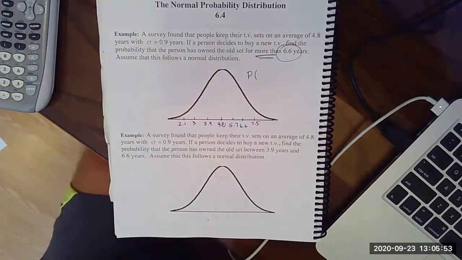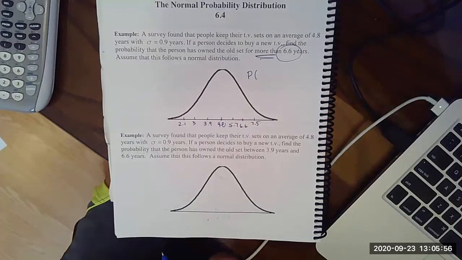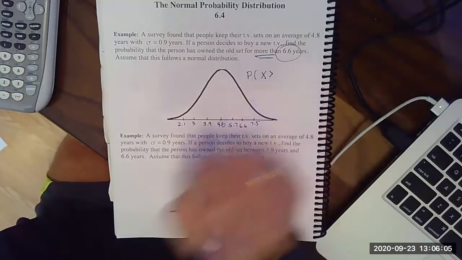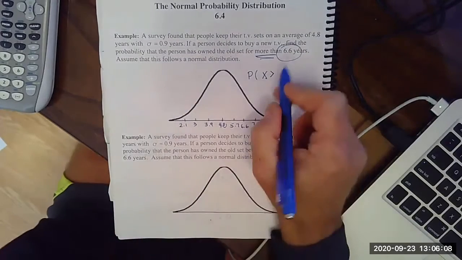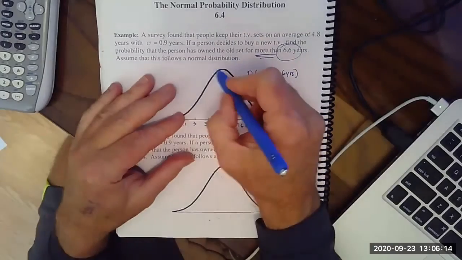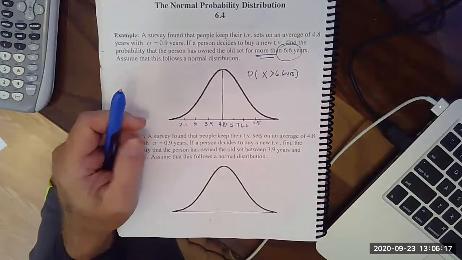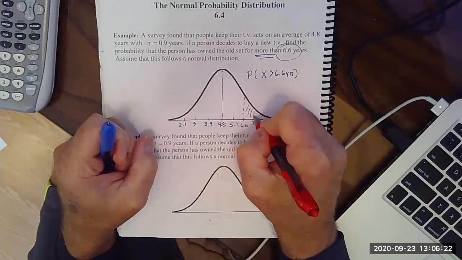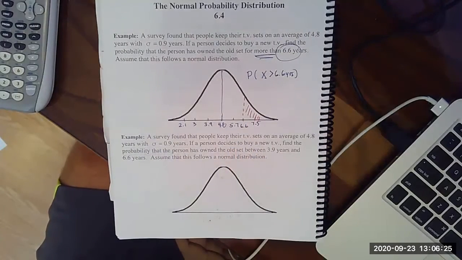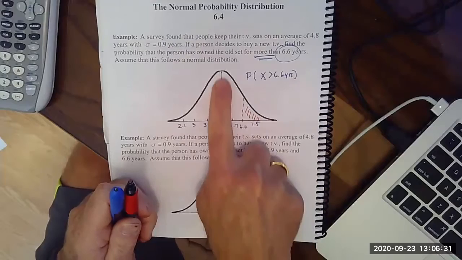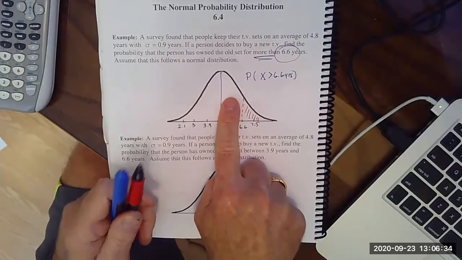Okay, more than. Well, you have to determine if it's got an equal sign or not. And you look at the back of your packet to convince yourselves that more than does not include the equal sign. And then 6.6 years. Okay, so here's your center line. More than has no equal, so it's going to be dotted again. So that's the shaded region I want. Again, same thing, 50%. Take away what you don't want, and what you're left with is the answer.